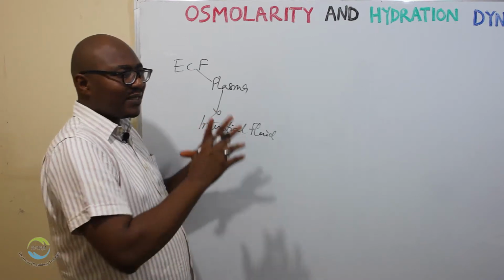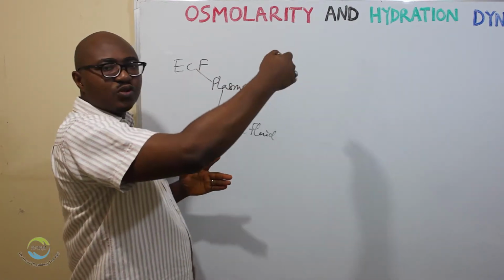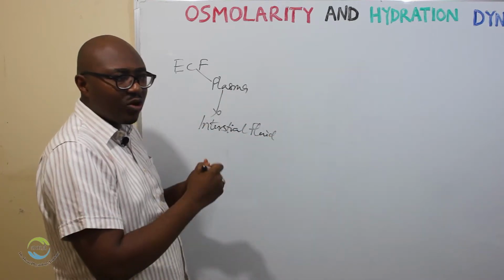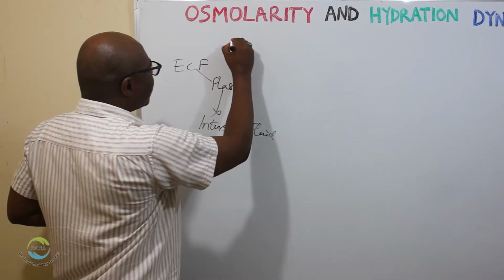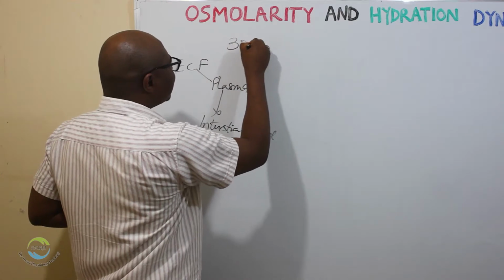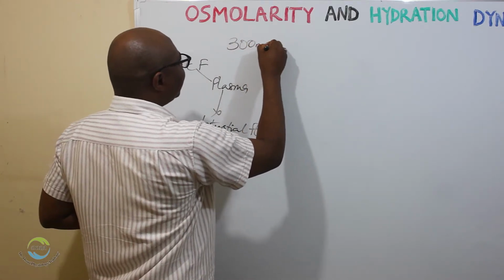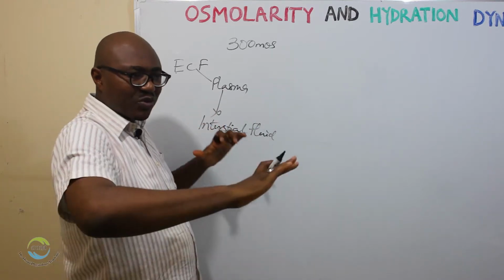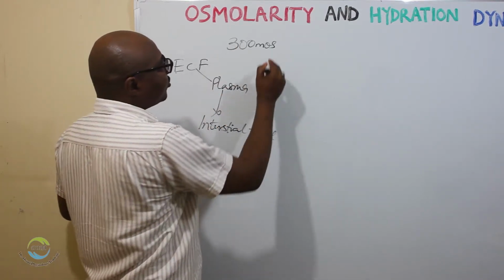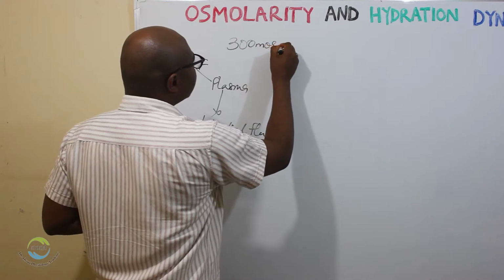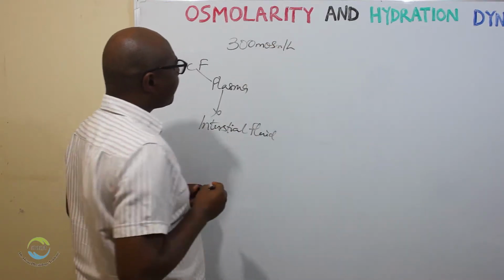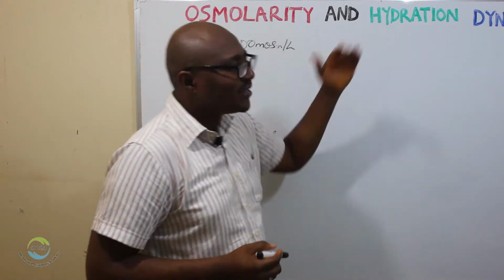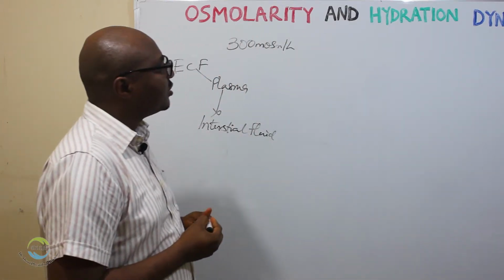When we say something is hyperosmolar, that means it's more concentrated than normal. Remember that the normal osmolarity of the body fluids, both intracellular and extracellular, because they're supposed to be in equilibrium, is 300 milliosmoles per liter. Okay? So now, how is it related to hydration?